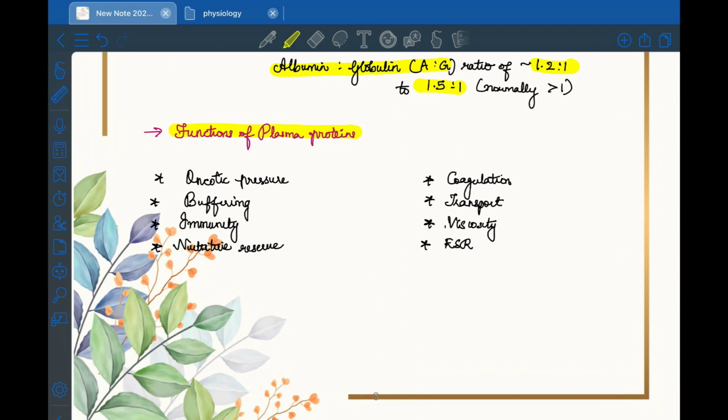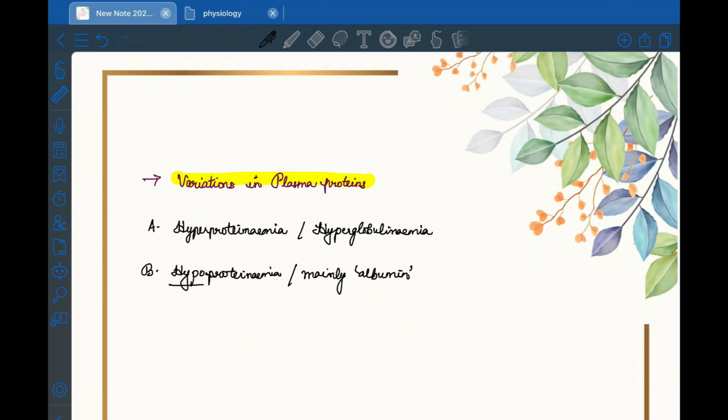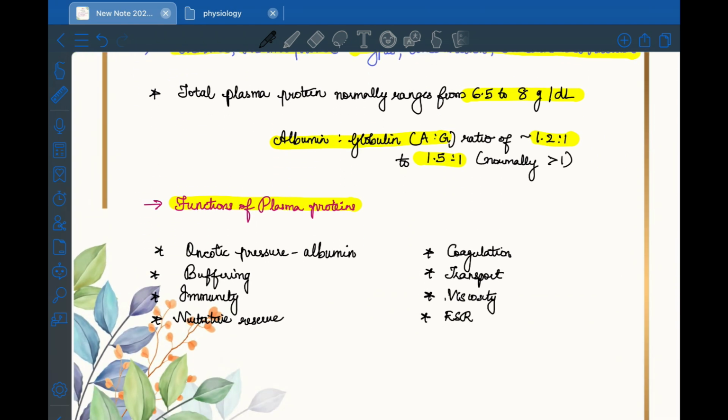First is the oncotic pressure. The oncotic pressure is mainly produced by albumin because albumin is the most abundant plasma protein. Because of its high concentration and molecular number, it maintains the fluid balance between the blood and the interstitial space. So, if there is reduced albumin, that is known as hypoalbuminemia. In such a case, this can lead to edema. So, albumin is the most important plasma protein.